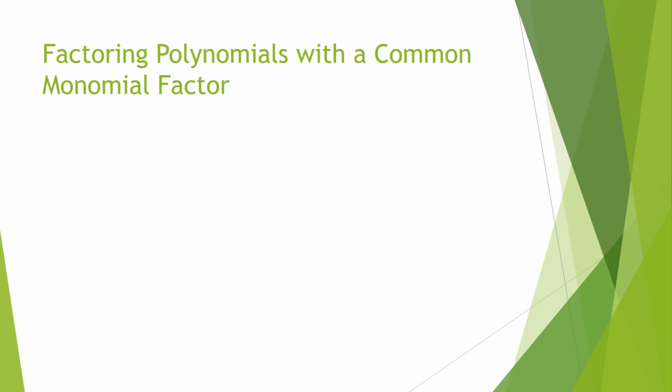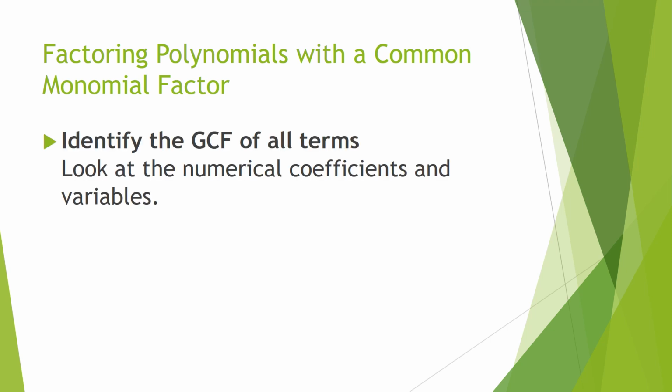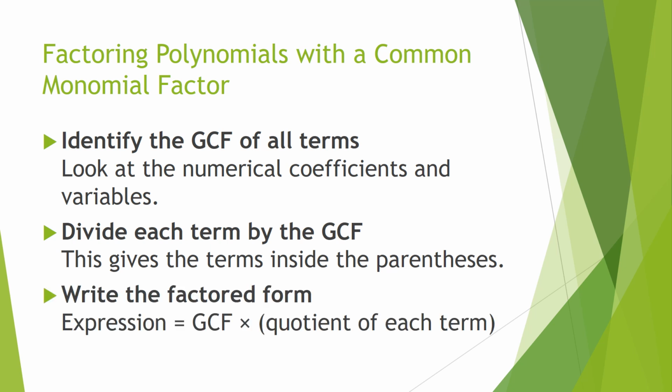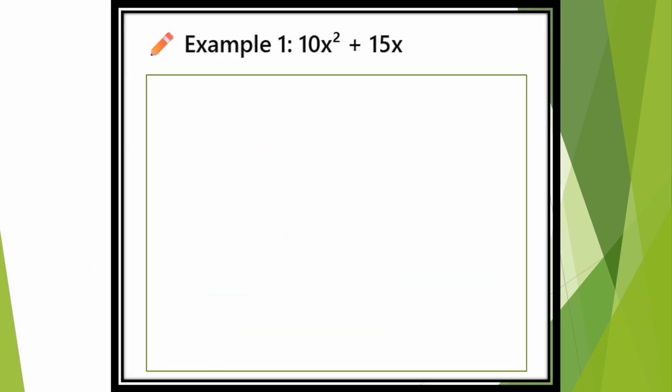Okay. Factor polynomials with a common monomial factor. Let's go back: identify the greatest common factor of all terms. Look at the numerical coefficients and variables. Next, divide each term by the GCF. This gives the terms inside the parentheses. Next, write the factored form: the GCF times the quotient of each term. Example, we have this one, 10x squared plus 15x.